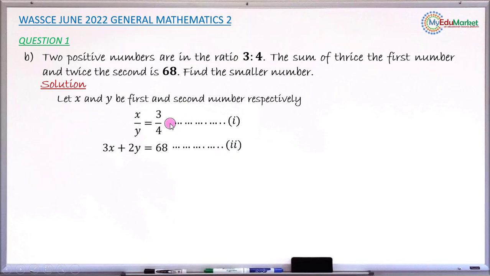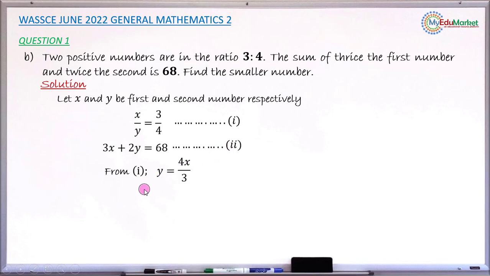From equation 1, you can make y the subject of the formula. You simply cross multiply and divide both sides by the coefficient of y. That gives you y equals 4x divided by 3. This is now y. So you substitute this y in equation 2.